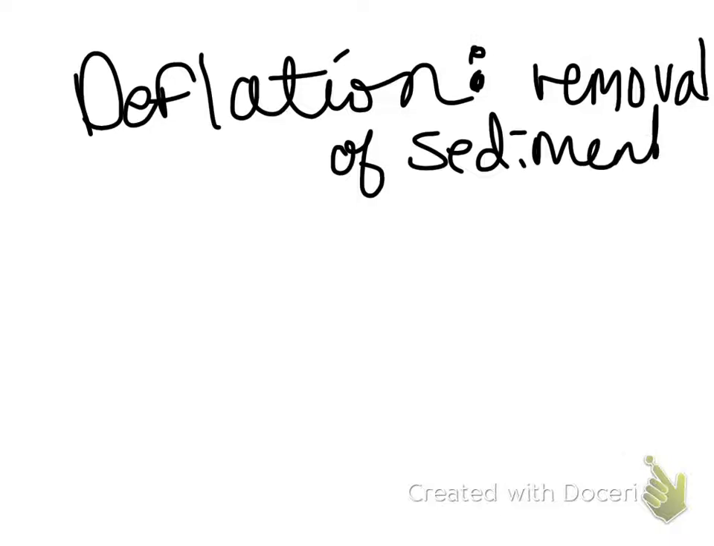So in saltation, it's skipping and bouncing, and it's moving in the direction of the wind, but it's not moving super far. It's kind of staying in the same general vicinity. Whereas in deflation, you're going to get the complete removal of sediment by the wind. It leaves behind the larger rocks.